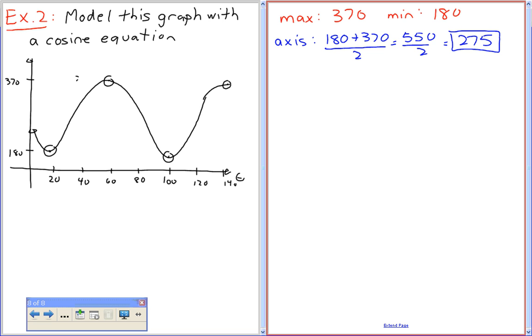So again, if you can eyeball what that is, that's okay, but most people can't, so I'd recommend not to do that. All right, Luke, how do you get your amplitude, please? Max minus min, divided by 2. So it's going to be 370 minus 180 over 2, which happens to be 190 over 2, which is 95.